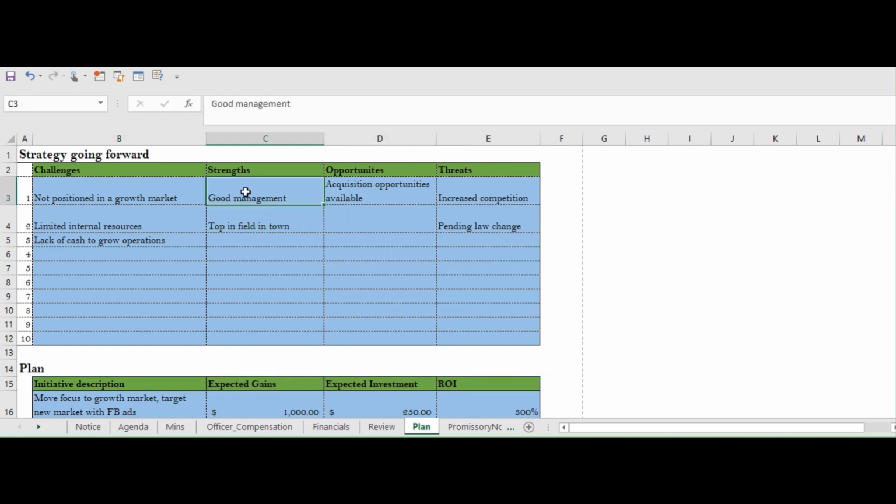So what strengths do you have? Do you have a good management system? Are you the top in your field? You want to figure out what your strengths are. What opportunities do you see in your market? What threats? Is competition increasing? Is there a pending law change that will affect your business?